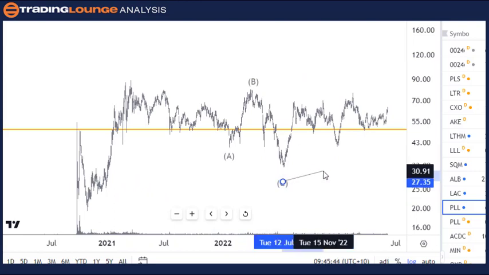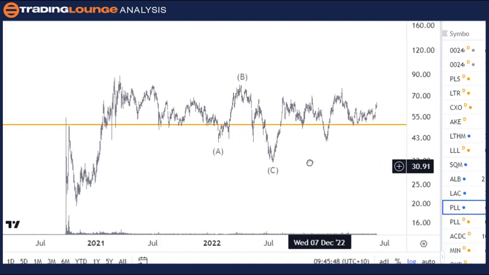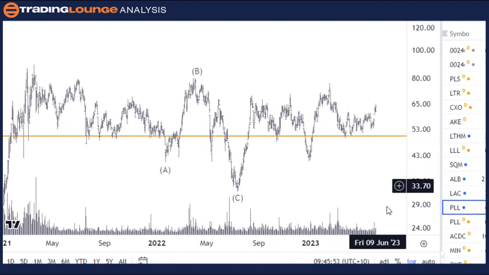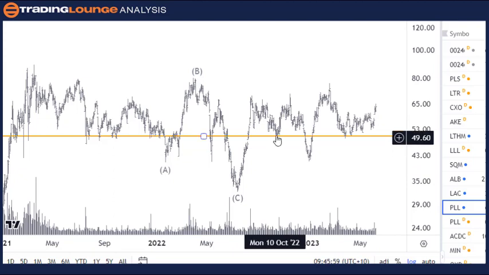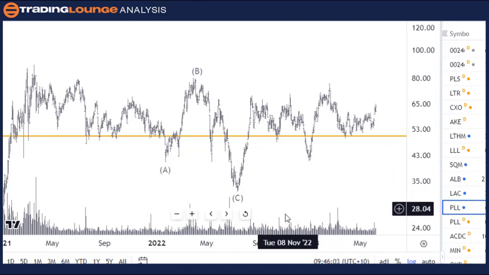So, excuse me, I do own some of this, but such a small amount, as I mentioned before, it's not worth bragging about. And even if it came down here, I would still hold it, because I know that we're in a big corrective pattern here. But yeah, we'll just see how that goes, but looking quite positive.